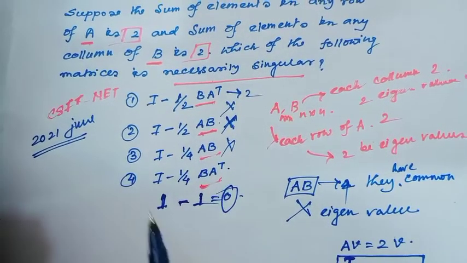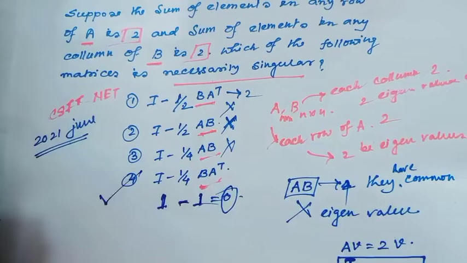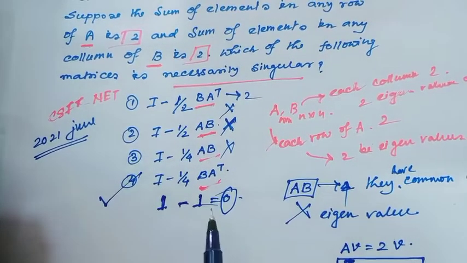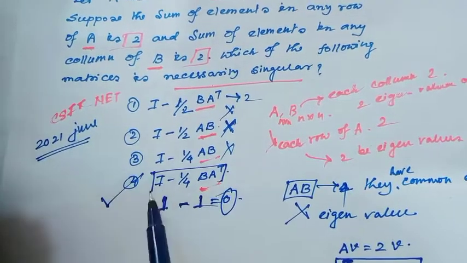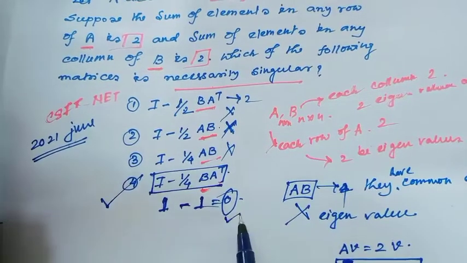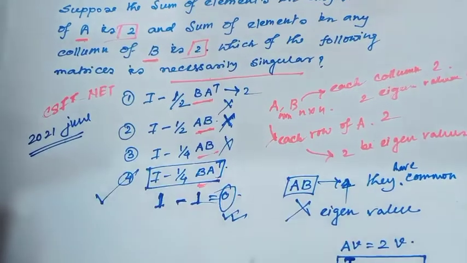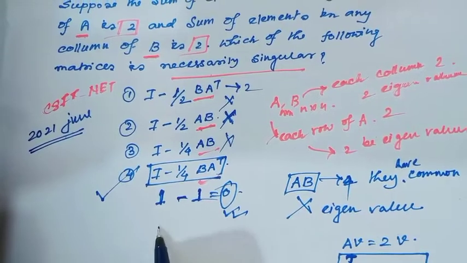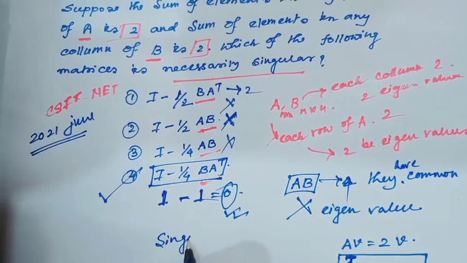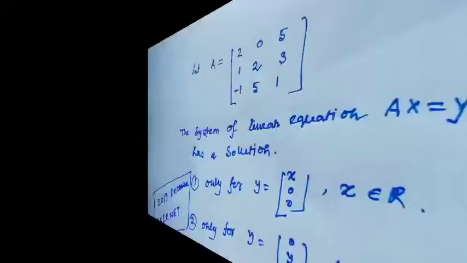So the fourth option is the right option. Since this matrix has eigenvalue 0, obviously this matrix is singular. Are you getting it? Okay.